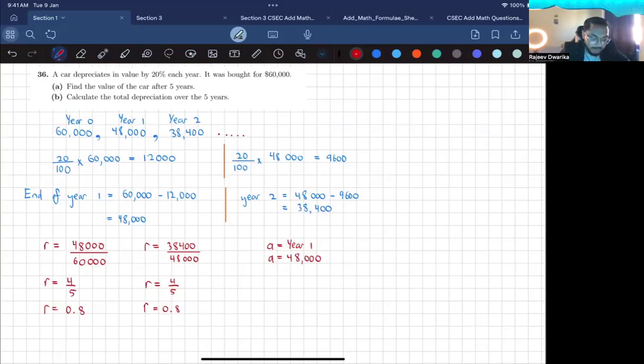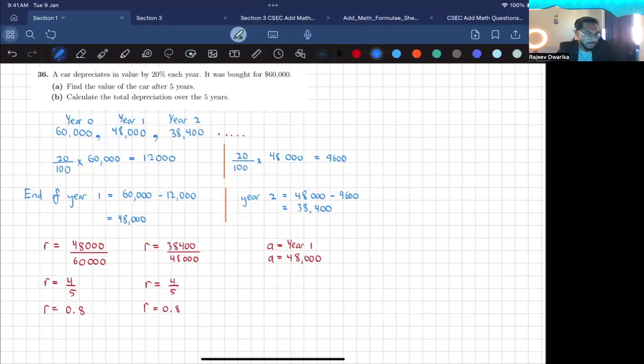Kira, if I want to figure out the value after 5 years, what formula would I use? It's not complicated. After 5 years: year one is one term, year two is another term. So what term are we trying to find?